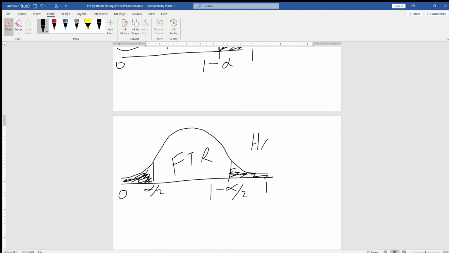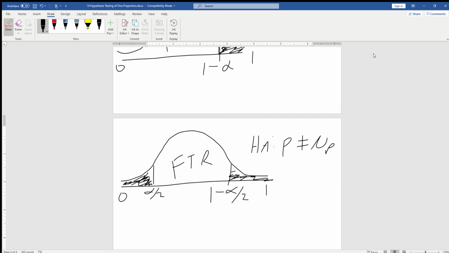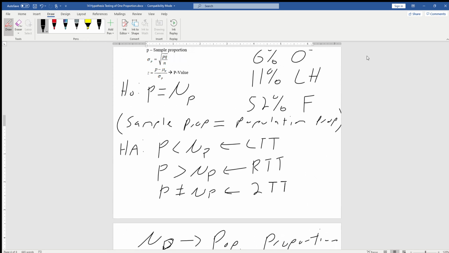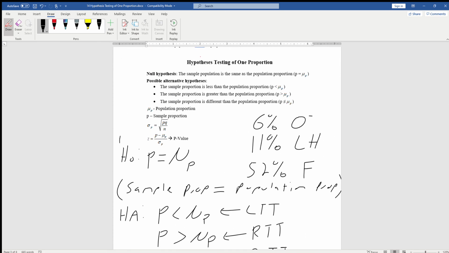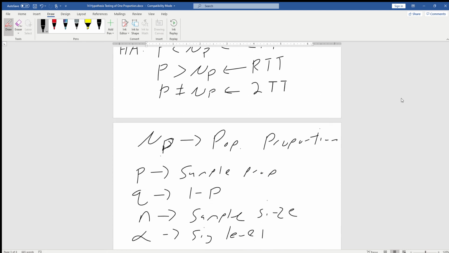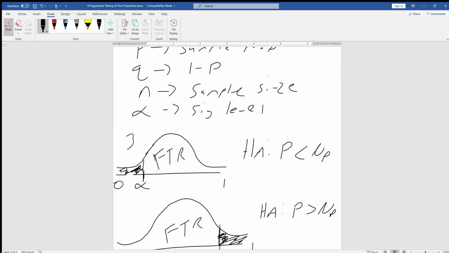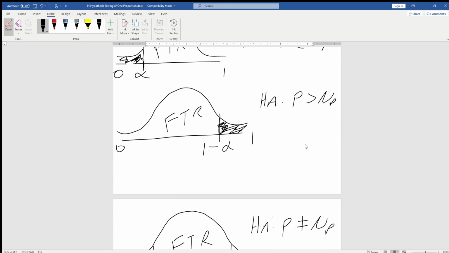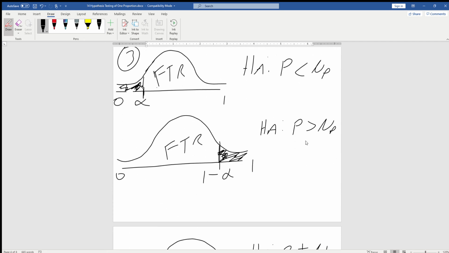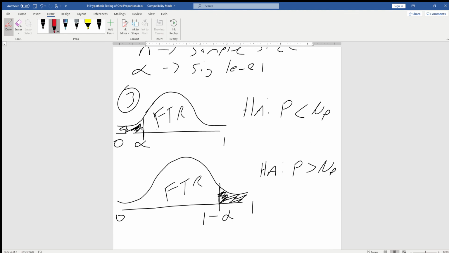Again, the only reason we would ever draw a two-tailed test is if the alternative hypothesis is when P is not equal to mu sub P. All right, so if I'm numbering my steps, the first step is to get the null and the alternative hypothesis. The second step is to gather the variables. The third step would be to draw one of the three graphs that we have here. We're not going to draw all three of them, but we're just going to draw the one that's based on the alternative.